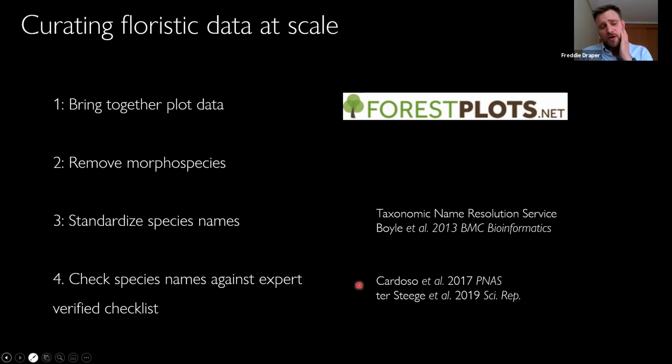And then finally, we tried to check all of our species names against expert verified checklists, which have been produced in recent years. Again, there's been some controversy, but we wanted to make sure that all of our species were well identified, or at least were valid species. Anything that wasn't listed in these expert verified checklists, I went through and checked manually, and made sure that it was a valid species by comparing with previous collections. There were lots of shrubs, for example, that wouldn't have been valid in these lists, but we wanted to include them because the decision of what's a shrub and what's a tree is very vague.